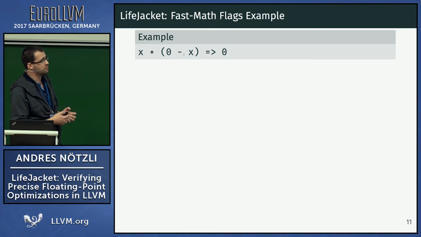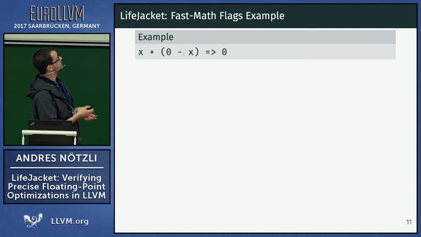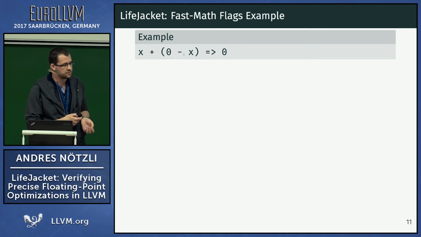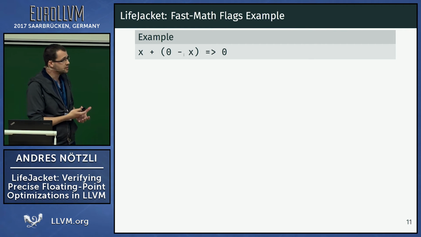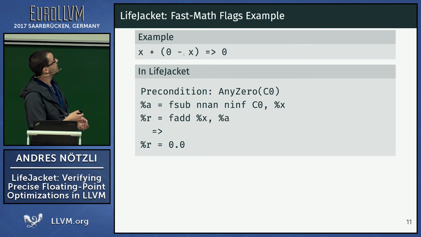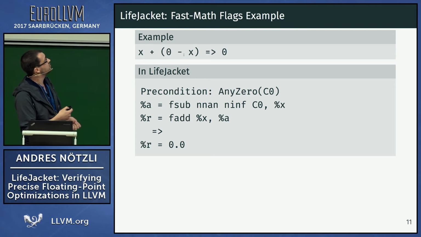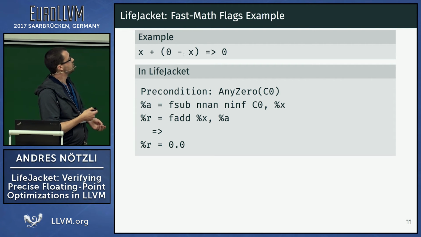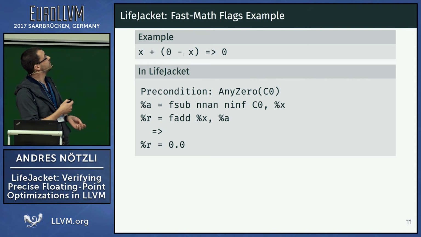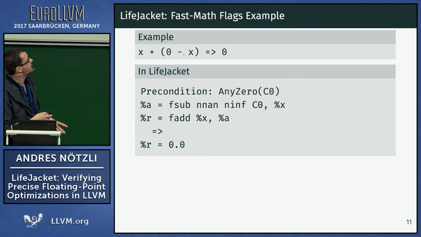Now let's take a look at an example of an LLVM optimization that actually exists that uses fast math flags. So up here we have again the informal definition of the optimization. And if we translate that to the Lifejacket input, it would look something like that. So we're being kind of conservative here, and we're saying that we don't really care if there are not a number values or infinity values. Then we say we can have kind of any value here, and it should be fine.